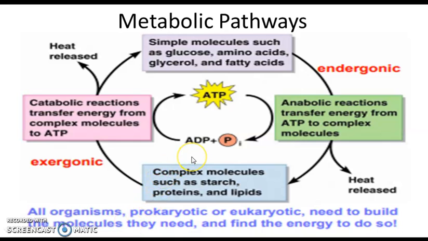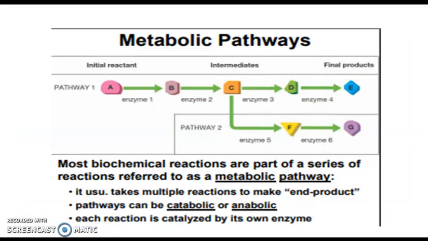All the organisms, either prokaryotic or eukaryotic, need to build the molecules they need and find the energy to do so. Next is the metabolic pathway. The biochemical reactions are a part of a series of reactions called a metabolic pathway. It takes multiple reactions to make an end product. Pathways can be either catabolic or anabolic. Each reaction is catalyzed by its own enzyme.